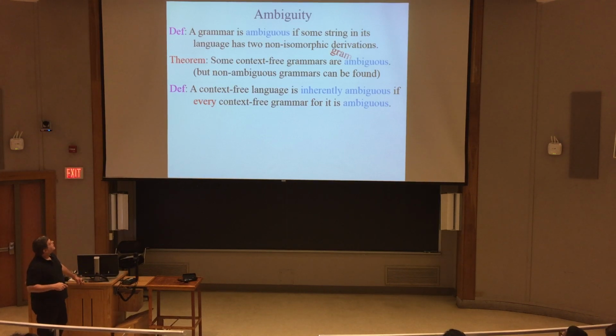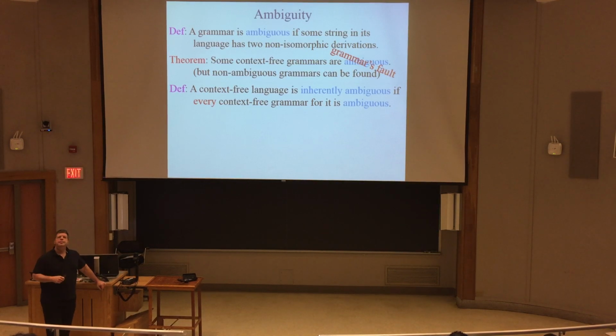Okay. And the first one is fixable. If the grammar is ambiguous, maybe you'll come up with another grammar that's not ambiguous. And often in practice, that's not hard to do. But you should also be aware that some languages, some context-free languages, are inherently ambiguous.